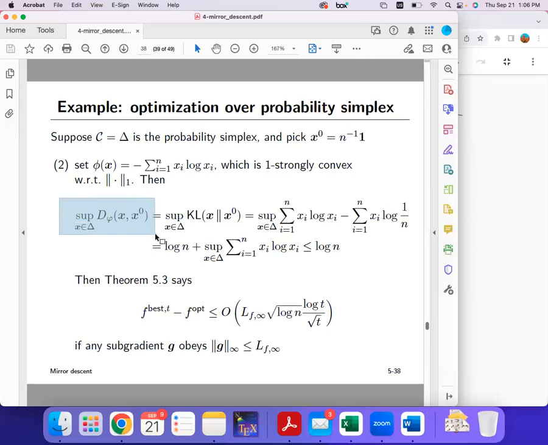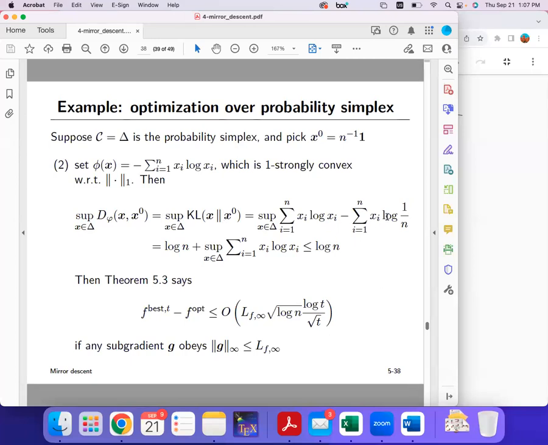Then, again, we look at this capital R term. In this case, phi divergence becomes KL divergence because we choose the negative entropy. There's KL divergence between x and x0. Now you write it down. Write down the explicit form of this KL divergence. Here it is. This x0 is the uniform distribution, so we have 1/n here. Okay, so this is what you get.